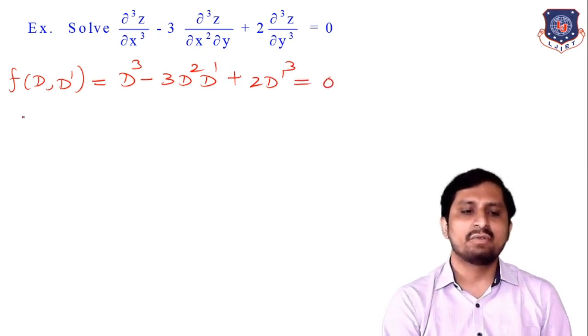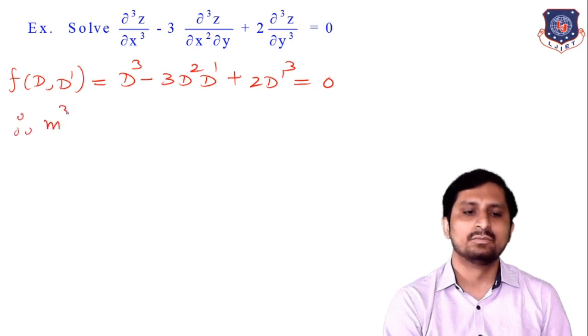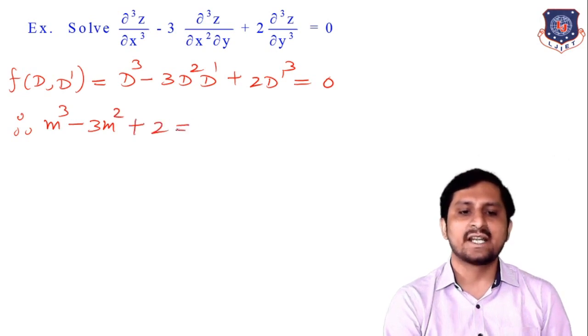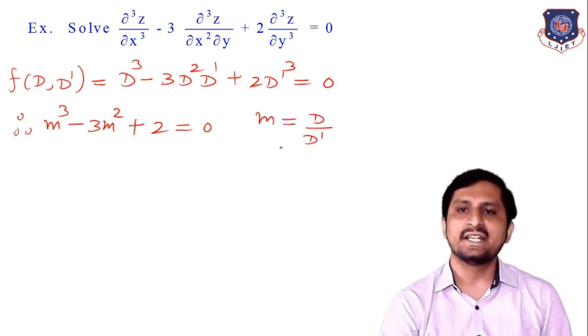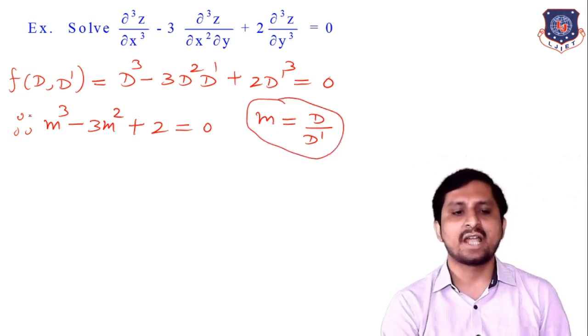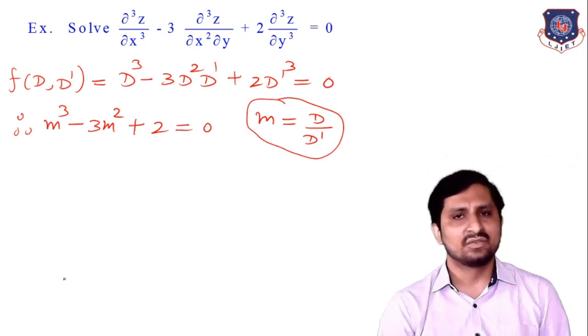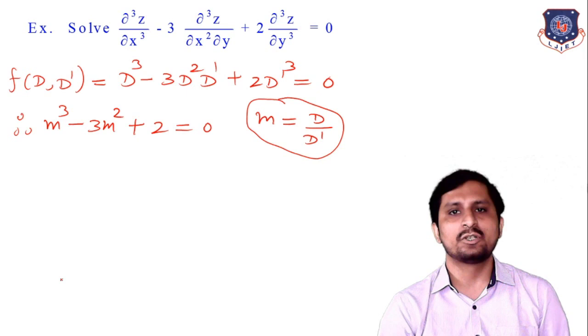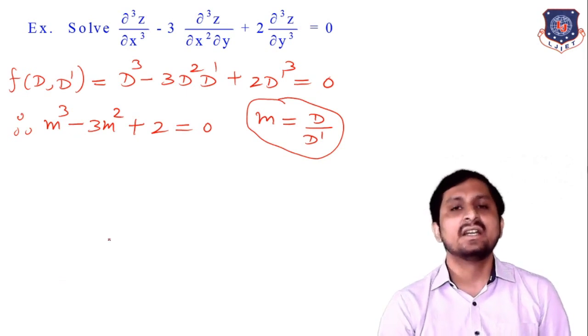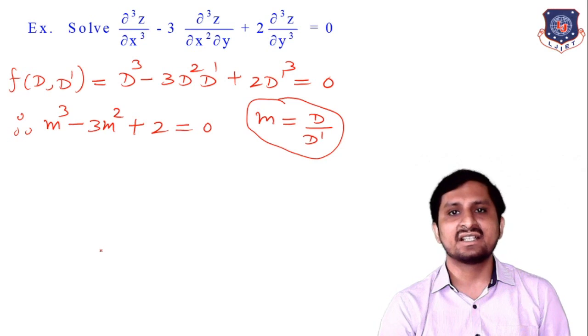So the equation of m, I can write: m cube minus 3 m square plus 2 equal to 0, and the value of m is nothing but D by D dash. Now I want to find the roots of this third degree polynomial, m cube minus 3m square plus 2 equal to 0. First of all you have to find at least one root from this equation, and after that you can apply the synthetic division method that you already know from your lower standard.